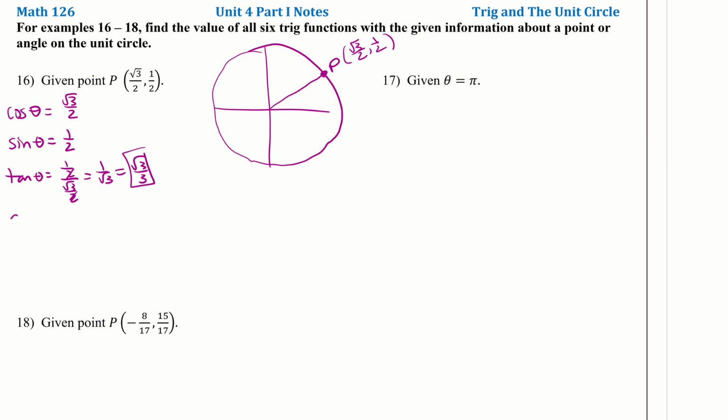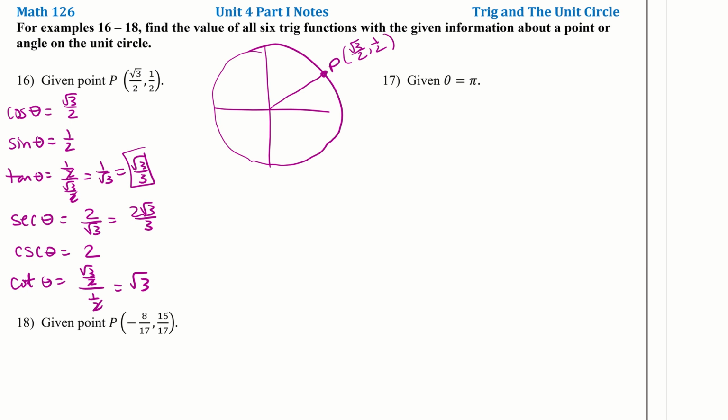The secant, which I'll just go kind of the same order as I started off, the secant is the reciprocal of cosine. So it would be 2 over root 3, which rationalizes to 2 root 3 over 3. The cosecant is the reciprocal of sine, which would be 2. And the cotangent would be the reciprocal of tangent. So instead of y over x, I'll do x over y, and I get root 3 over 1, which is root 3.